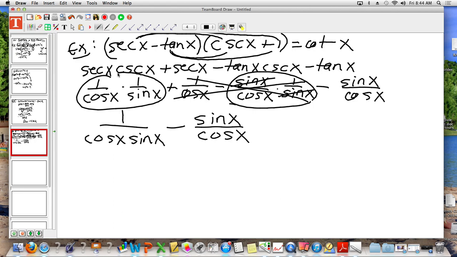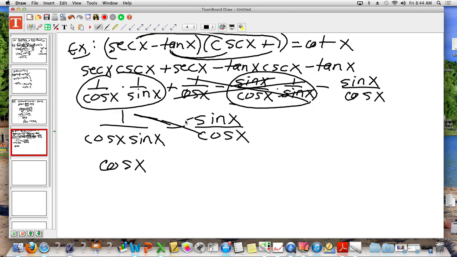This showed up in the last problem. We were adding fractions in the last one. This time we are subtracting them, but they have different denominators. Do you see that? You're going to cross multiply. So you multiply this way first, 1 times the cosine of x. What's 1 times the cosine of x? Cosine of x.